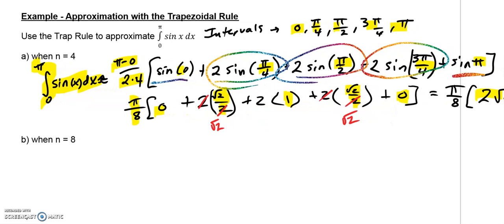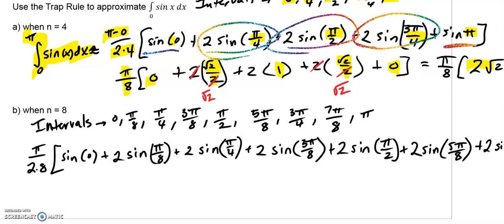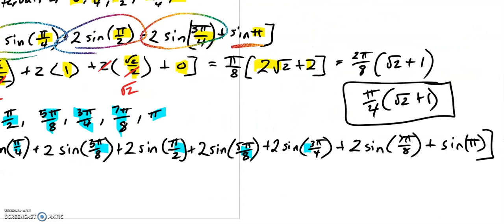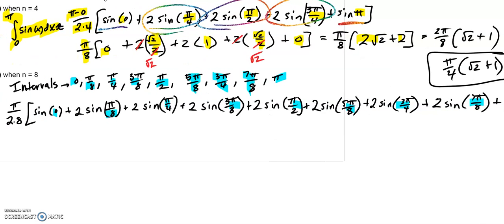Now let's try it when n is 8. Again, come up with your intervals first. That might be a little bit easier, and then use the trap rule. In setting this up, our intervals are as such: 0, pi over 8, pi over 4, 3 pi over 8, pi over 2, 5 pi over 8, 3 pi over 4, 7 pi over 8, and pi. So we have to plug all of those into the sine function. And remember the middle ones you multiply by 2. The very first and the last, which are going to be 0 anyway, so it doesn't matter, you don't multiply by 2.